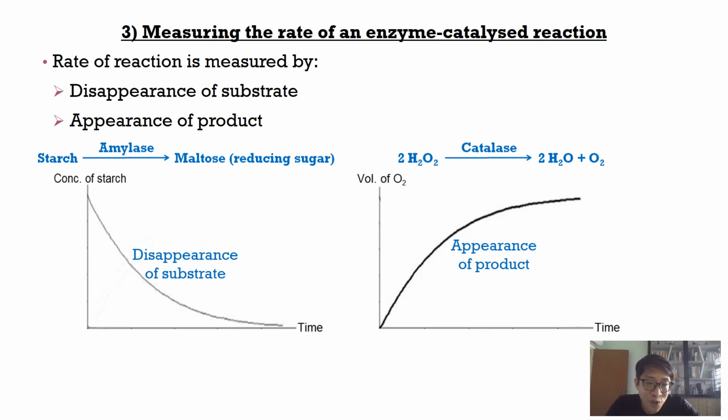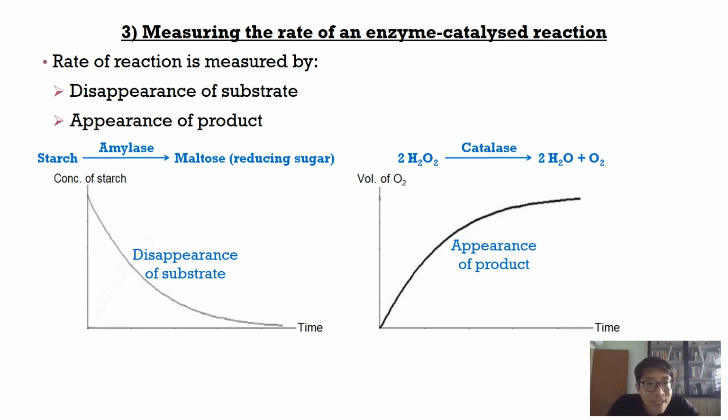For the two reactions on the screen here, the one on the left is the breakdown of starch by amylase into maltose. So you can measure the rate of decrease or rate of disappearance of the starch over time. Of course, you can also measure the rate of appearance of the reducing sugar maltose. Then that would be appearance of product.